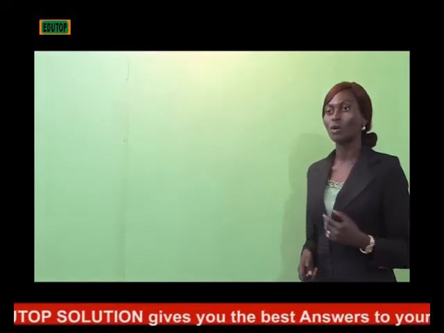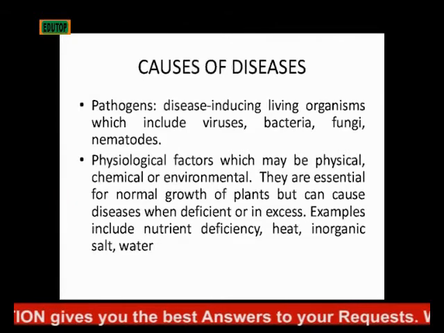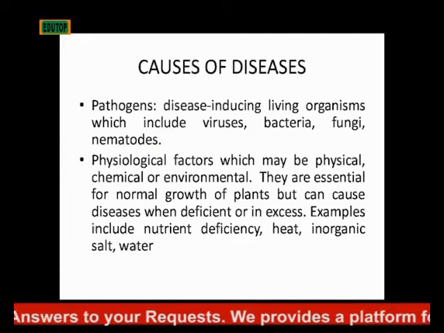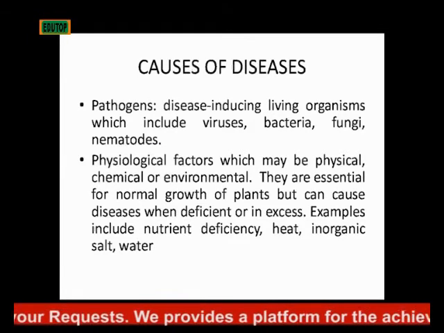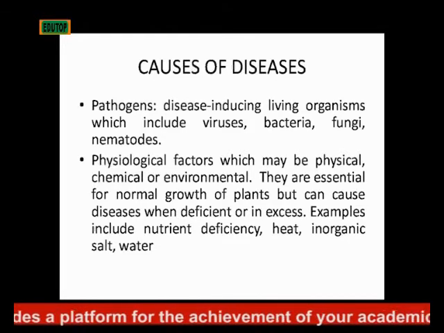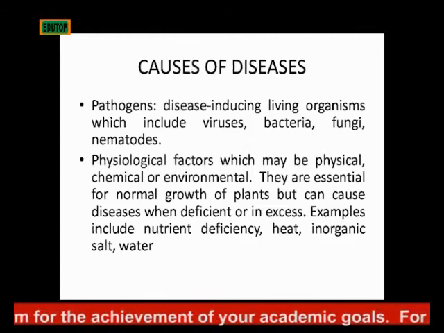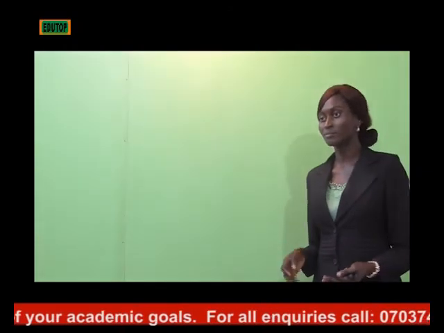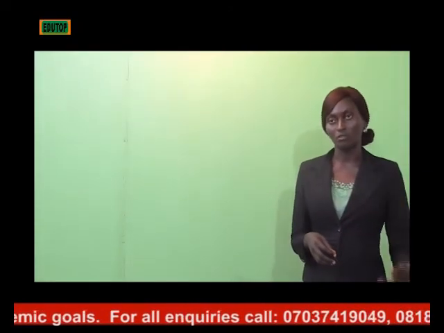And of the causes of diseases, we have pathogens and physiological factors. Pathogens are disease-causing living organisms, which include viruses, bacteria, fungi, and nematodes. While physiological factors may be physical, chemical, or environmental. For instance, there is nutrient deficiency, there is heat, there is too much fertilizer, there is inorganic salt, and there is water and excess water and things like that. So those are physiological factors, and they also can lead to diseases.